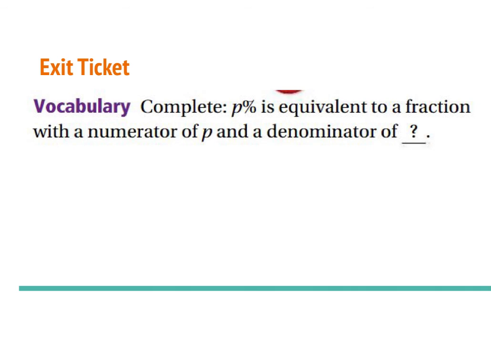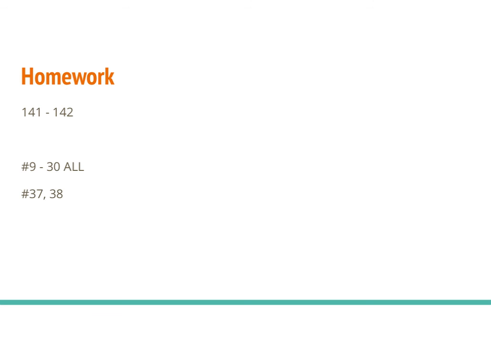All right, complete this exit ticket before you go. It wants P% is equivalent to a fraction with a numerator of P and a denominator of blank. And I stressed this in the beginning of the lesson. The denominator is always going to be 100. P over 100. Always 100.